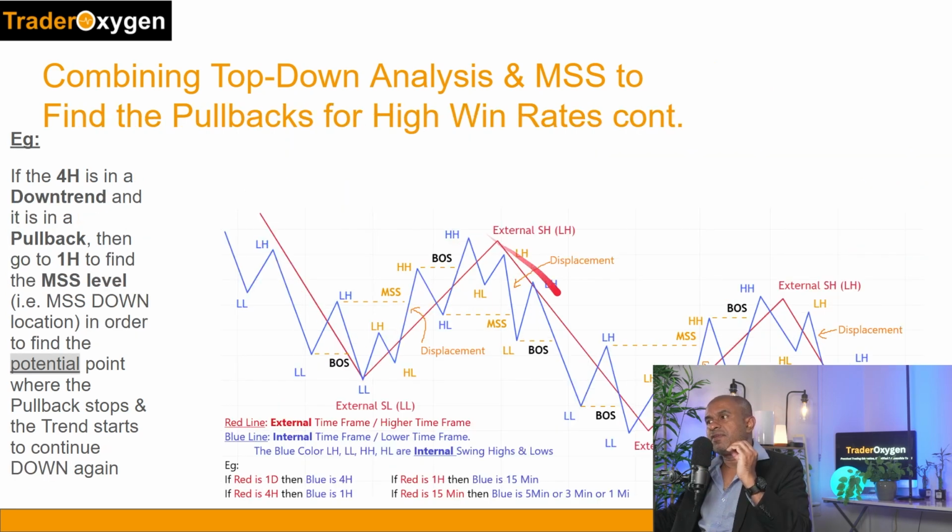Let's say the 4 hour is in a downtrend, and now let's say the 4 hour is in a pullback. So now you don't sell in the pullback. What you do is you go to the 1 hour and look for a market structure shift, and after the market structure shift, you can start selling in these locations. Okay, let's see what's next.